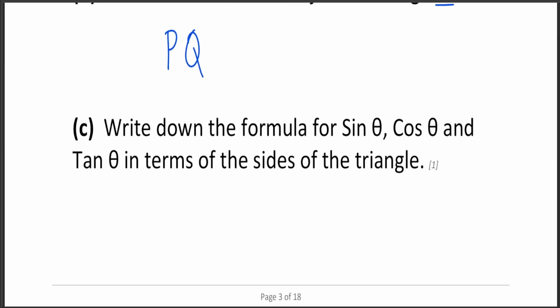Now write down the formula for sin theta, cos theta, and tan theta in terms of the sides of the triangle. So we know that there's something called SOH CAH TOA.